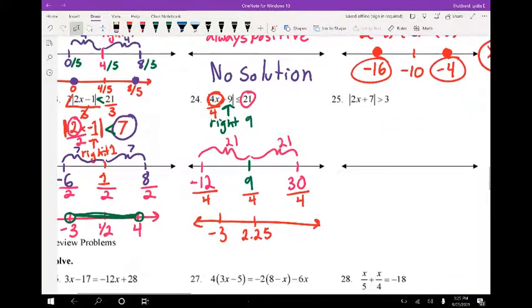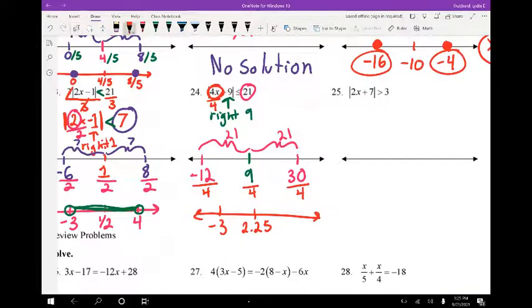And then 30 divided by 4, again, you can either write that as a decimal, which would be 7.5. Or you can write it as a fraction, which would be 15/2. Either one of those is fine. I'll accept both, so don't worry too much about it. And then we'll graph it.